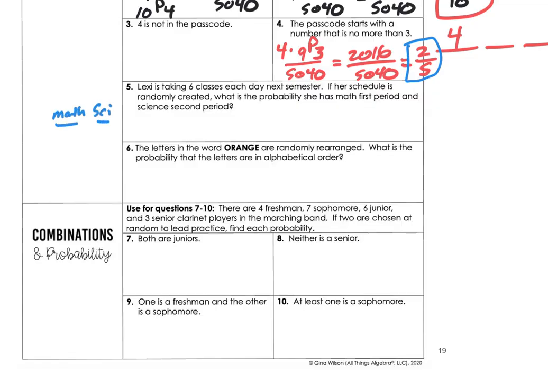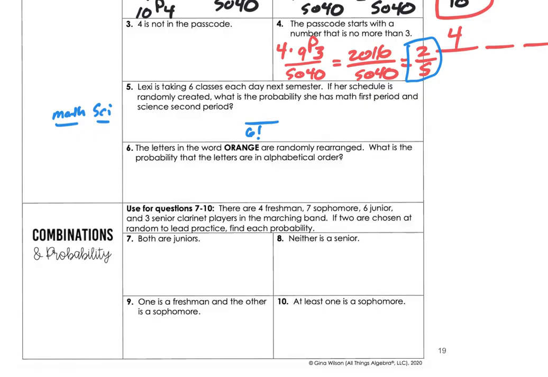Math and science are locked in, right? Those are your first 2 hours. We already know she has math and science those first 2 hours. First of all, let's forget about this right here for right now. How many classes is she taking? 6. How many different hours does she have to fill? She has to fill all 6, right? She can't just take 5 hours or 4 hours. She has to fill all 6. So my bottom number here would be 6 factorial. You could do 6P6, which is the same thing, but because we're filling a schedule, we're filling something in a particular order.